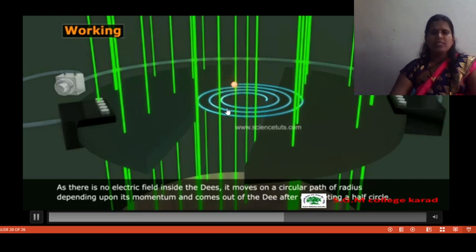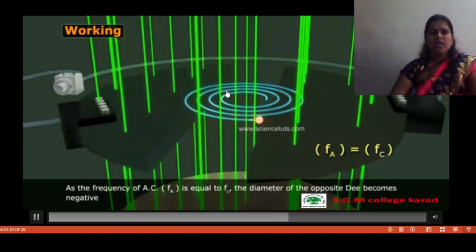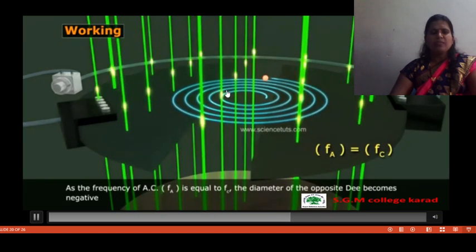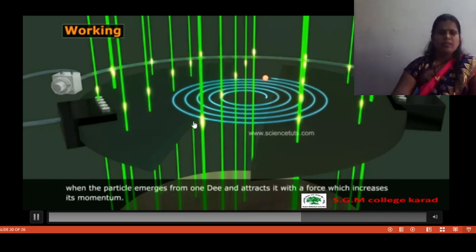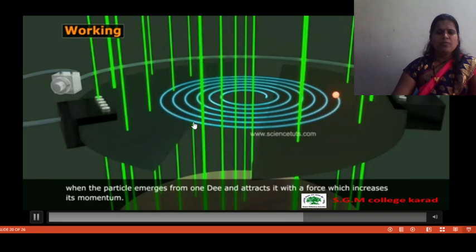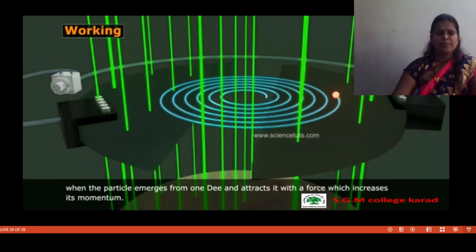It comes out of the D after a half circle. The frequency of AC, fa, is equal to fc. The diametrically opposite D becomes negative. Here, the particle emerging from one D is attracted by the other with a force that increases its momentum.